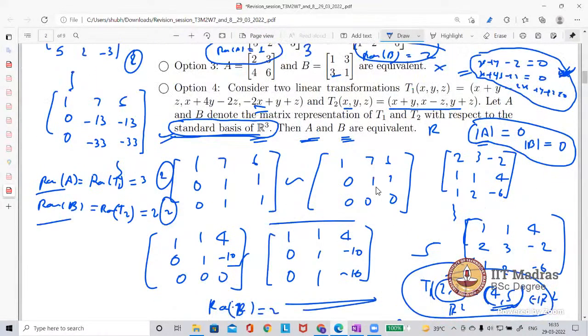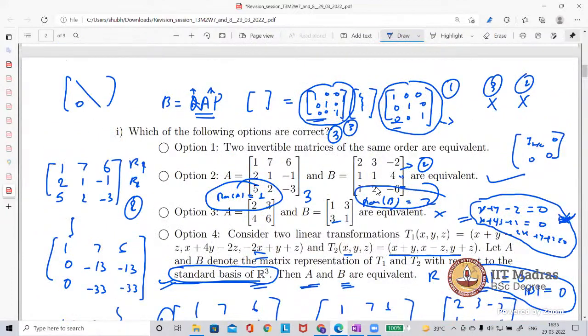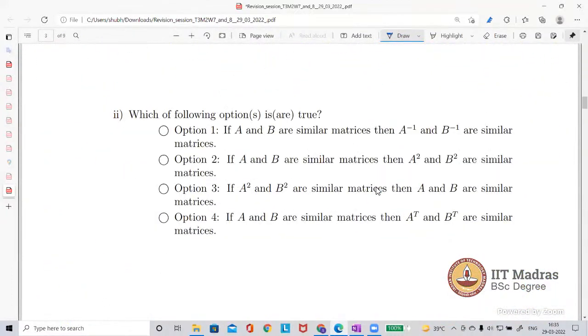Now let's move on to similarity, when we will say two matrices are similar. So let's solve this example, and while discussing, we will clarify the concept more.